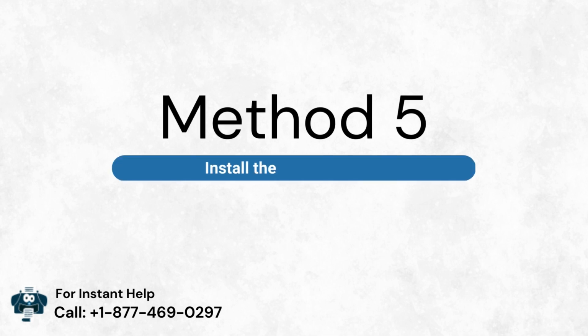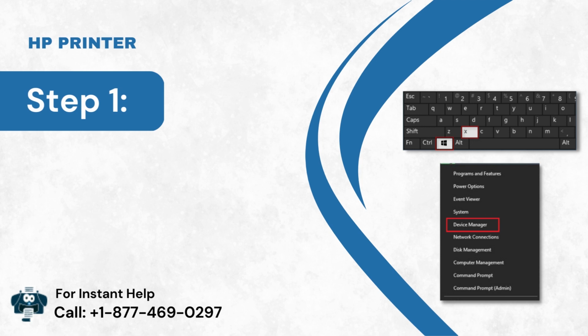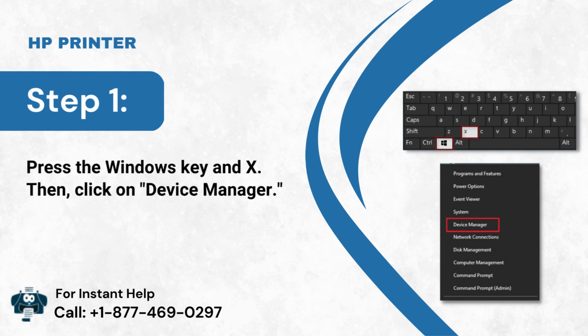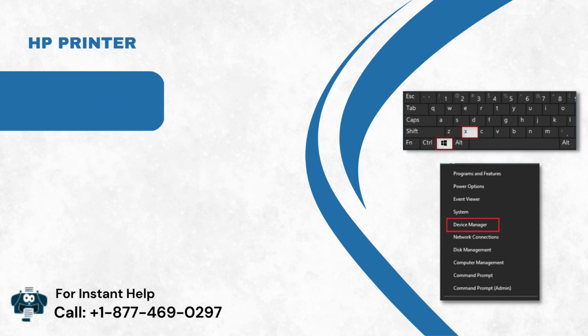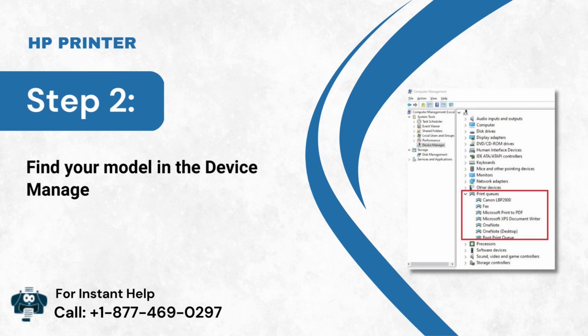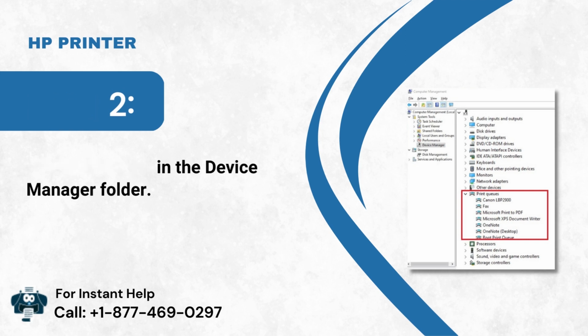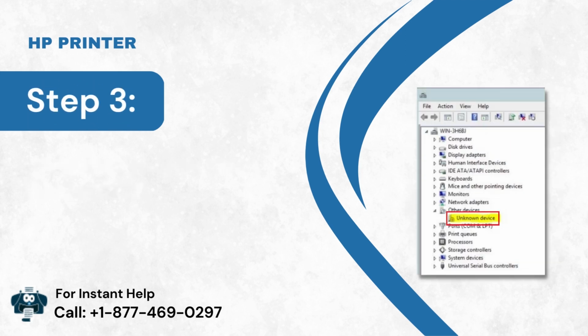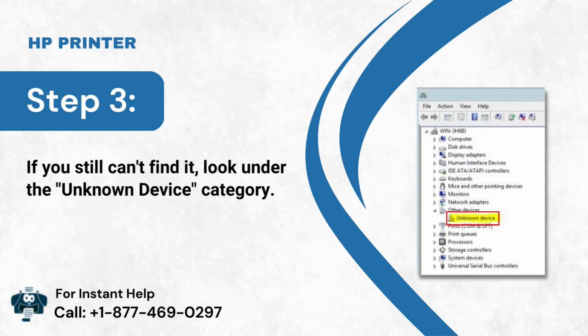Method 5. Install the generic driver. Step 1. Press the Windows key and X, then click on Device Manager. Step 2. Find your model in the Device Manager folder. Step 3. If you still can't find it, look under the Unknown Devices category.